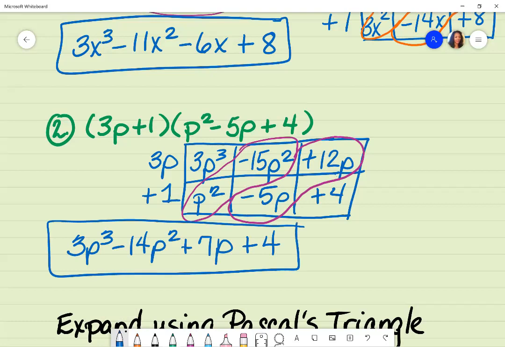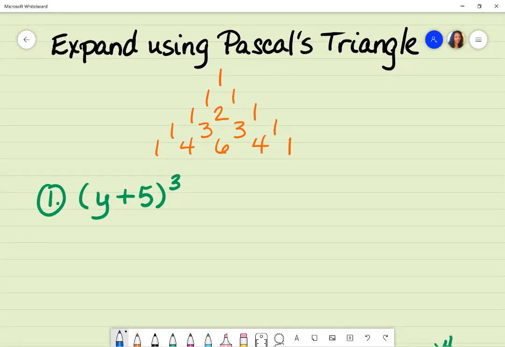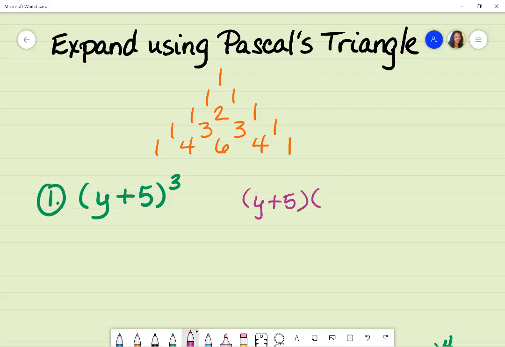Now I can also expand using Pascal's triangle. I've already set up the triangle. There's another video that tells you how to set it up if you forgot. If your directions did not specifically tell you to use Pascal's triangle, you could have just written this 3 times. So that's what that means. Take your expression and multiply it times itself this many times, okay? And then you could use the method I just showed you.